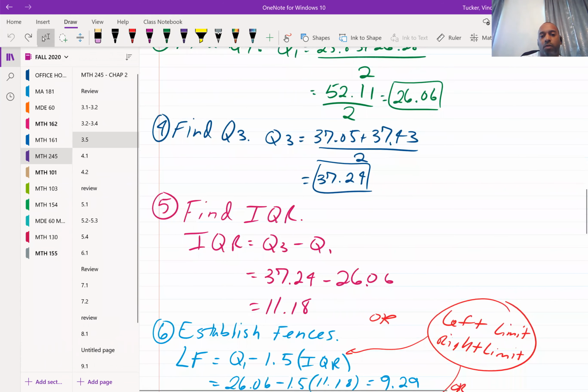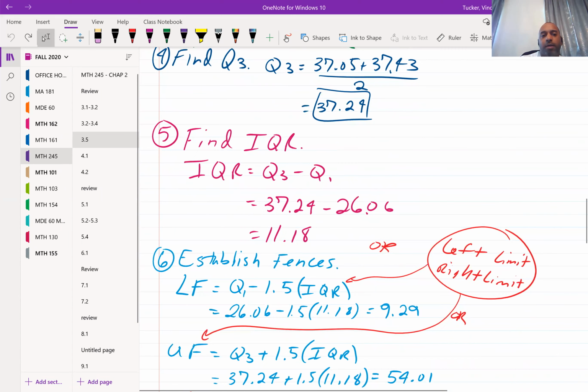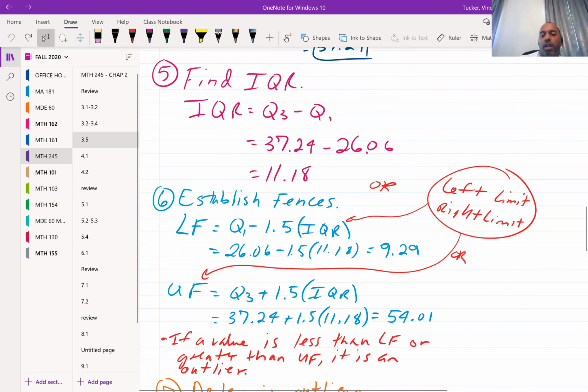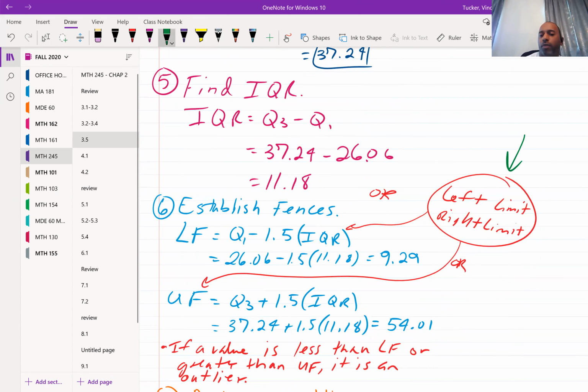All right, can we scroll? Now we can establish our fences. I had another class that called them limits instead of fences. Your book called it lower fence, upper fence. It doesn't matter what terminology you use, it's the same process. So Q1 minus 1.5 times your IQR is your left fence or lower fence, which gives us 9.29. Then our upper fence ends up being 54.01.